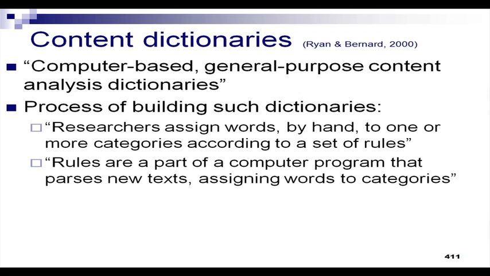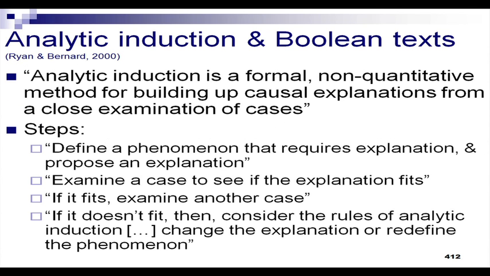We take a collection of words, or we form categories and name those categories, and these names are given according to a set of rules. These rules are a part of a computer program that parses, meaning breaks up, new text, assigning words to categories. And we'll talk more about this when we discuss the role of software, the role of computers and technology, in qualitative research.